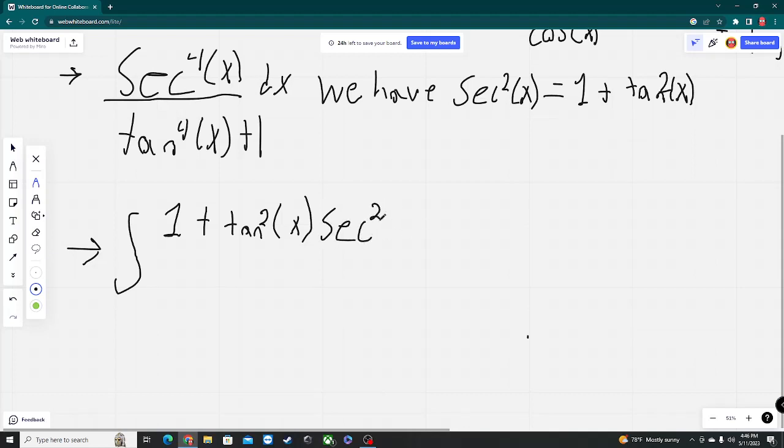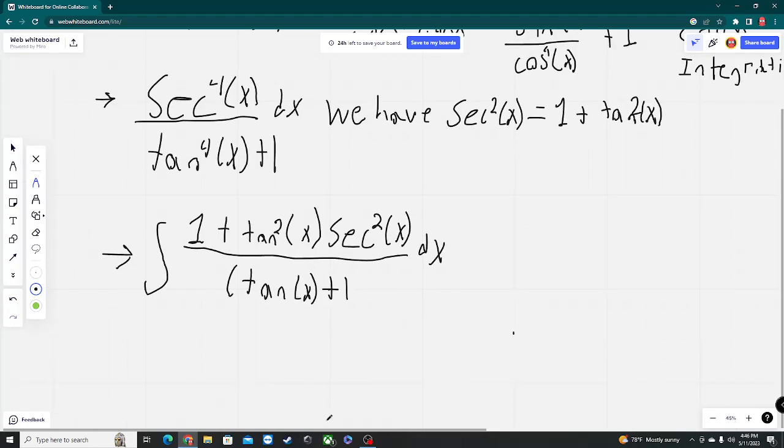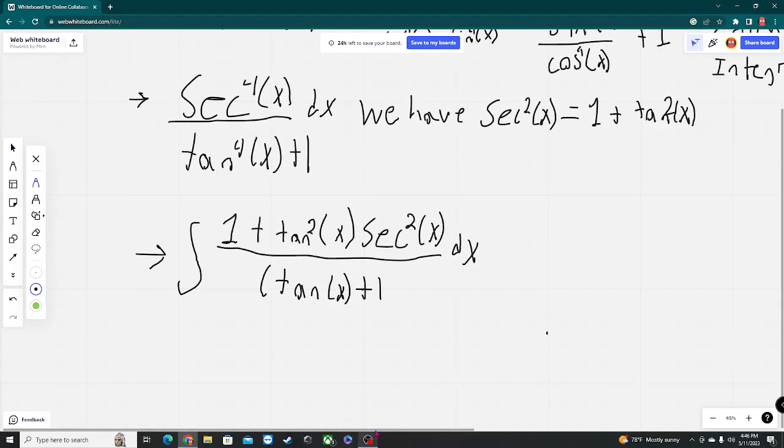Sec squared x dx. This is a fraction though. And then we still have from before our tan x plus 1. So, off of just using substitution, we now have this integral.